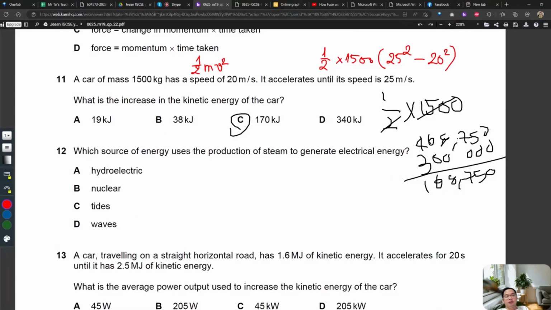They use the heat dissipated by the nuclear reaction in the reactor to heat up the water and form the steam. Hydroelectric simply uses the flow of water from a dam, flowing out through a channel. Tides and waves also use a similar principle, the height difference of the water stored in a dam. The answer to question 12 is nuclear.